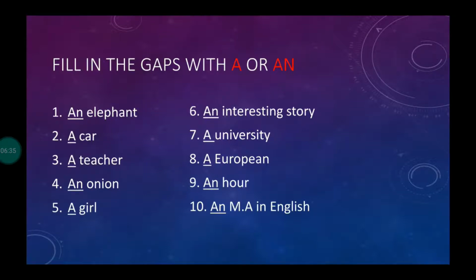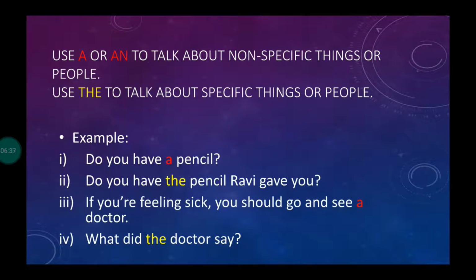Now let us continue further. Now, using a or an to talk about non-specific things or people. That means when you're talking about somebody in general, when you're not sure about what the person is talking about, you use a or an. And we use the to talk about specific things or people.